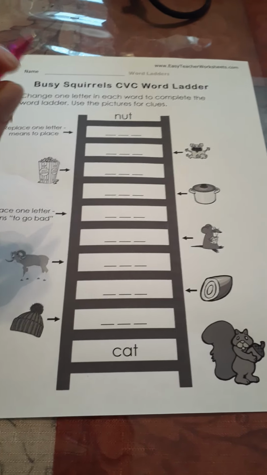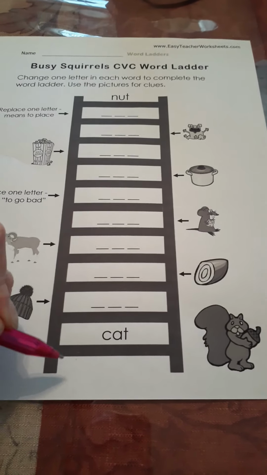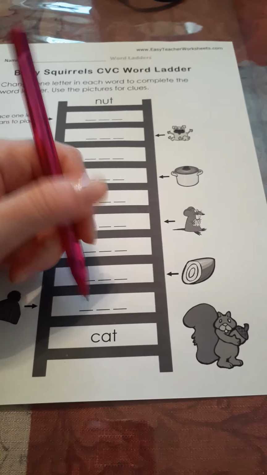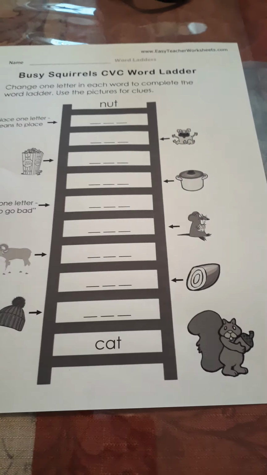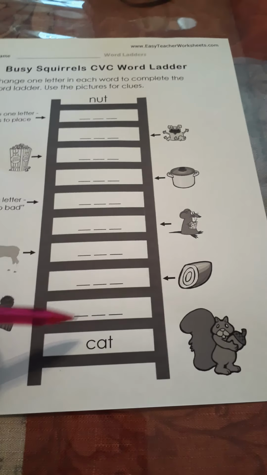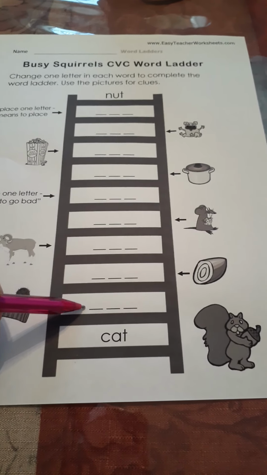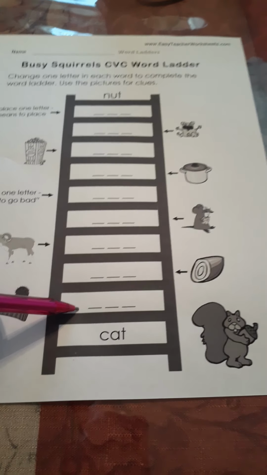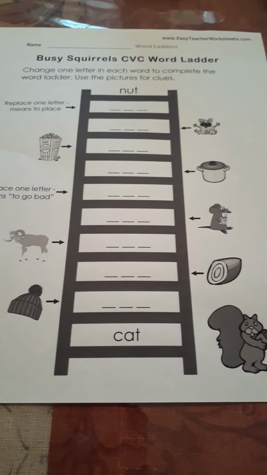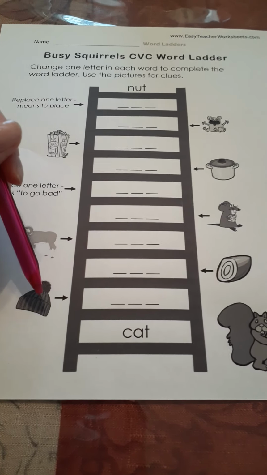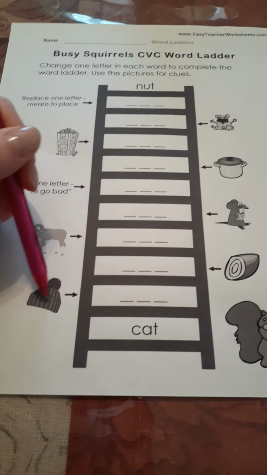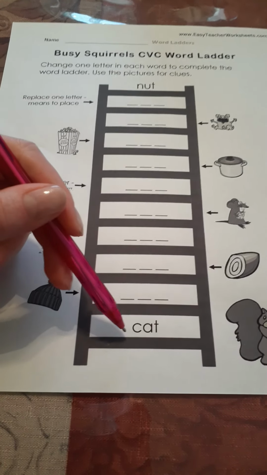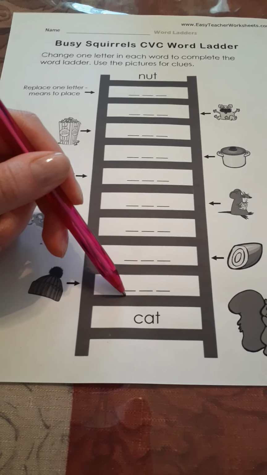So here's how this works. It starts out giving us the word cat. So we could stretch that out, at, cat. Then it goes up to the next step on the ladder, and it has 3 lines. That means there are going to be 3 letters, and it gives you a picture. Well, what is that a picture of? That's a hat. So we're moving from cat to hat.